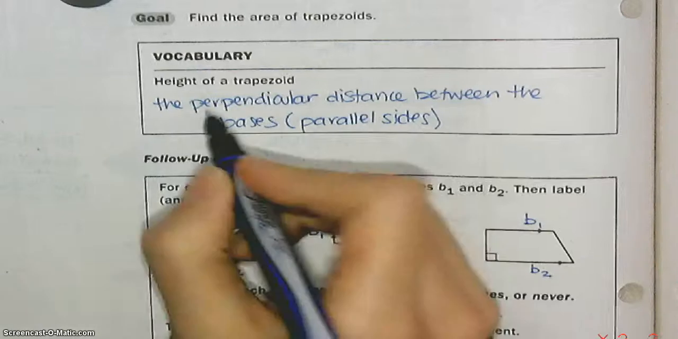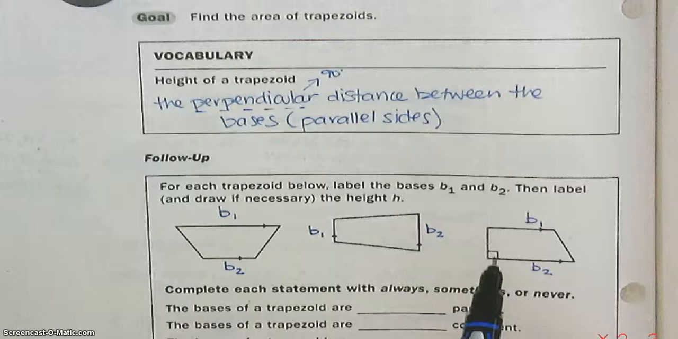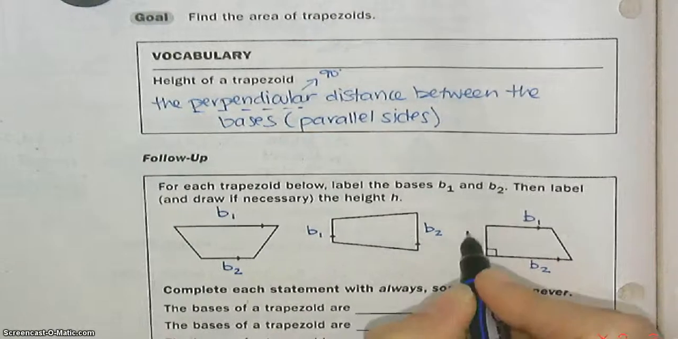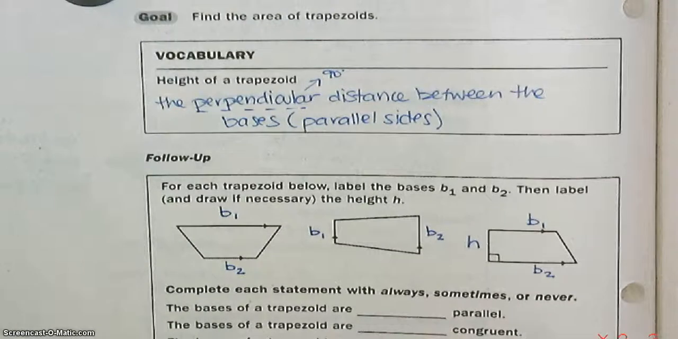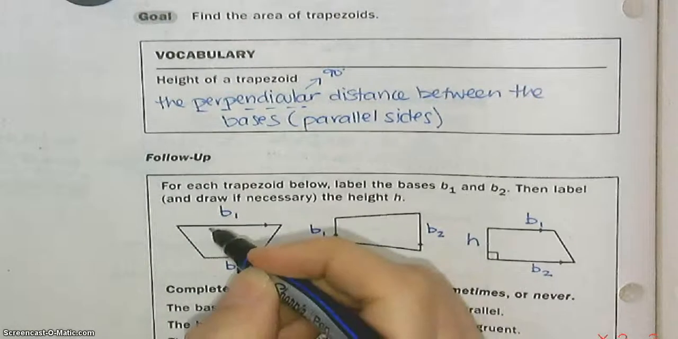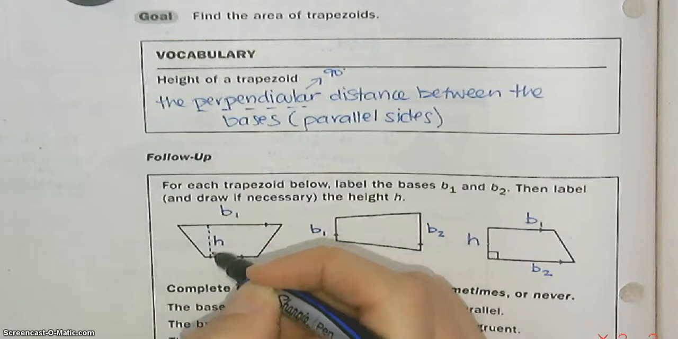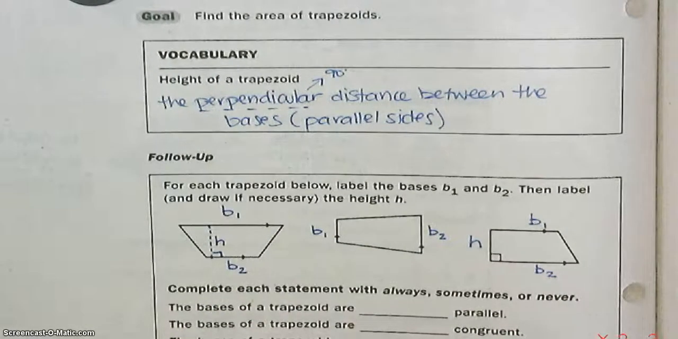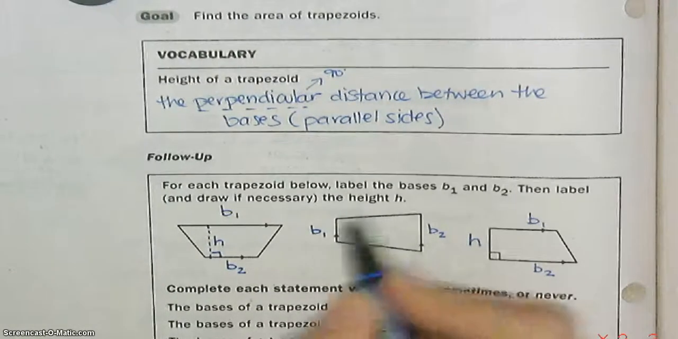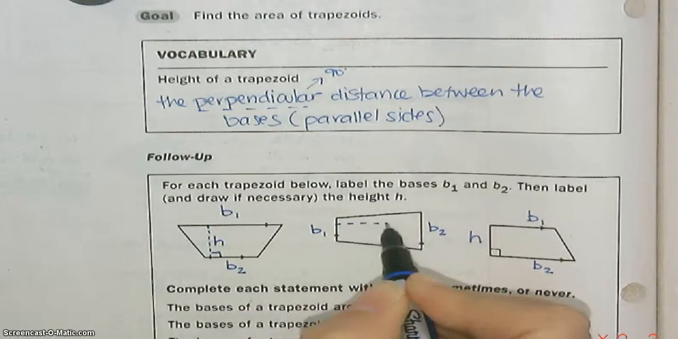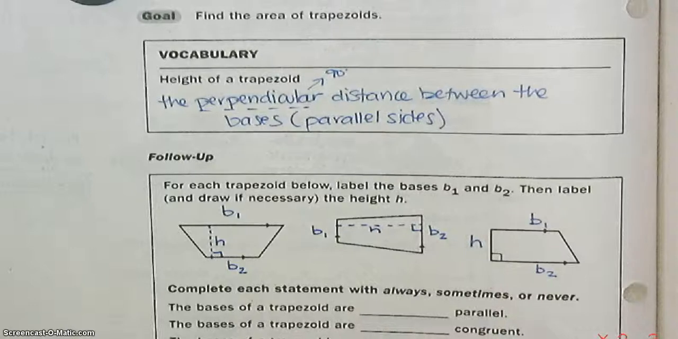So the height has to be perpendicular, which means it has to make 90 degrees. Well, here I already see the 90 degrees between the two. So this is the height for this trapezoid. But where's the height for the others? For this one, we need to draw it in. The perpendicular distance, the shortest distance, is right there. There's H. Put a little right angle in. Now here, the height is the distance between the bases, so we've got to draw in a perpendicular segment here. Put a right angle. That is H.